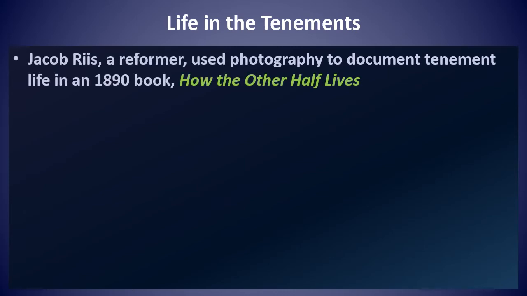We know a lot about tenements because reformers started in the 1890s to document what tenement life was like. And one of the most well known of these reformers is Jacob Riis, who's actually an immigrant from Europe who came to the United States and eventually became a well known advocate of reform. He used words and photography in his book, How the Other Half Lives, to show that life in these tenements was dangerous and it was very bad for kids.